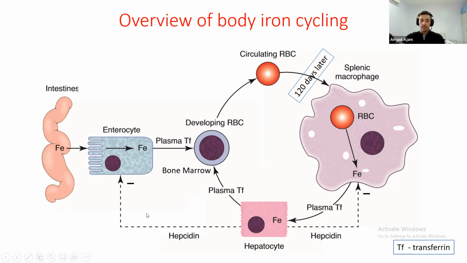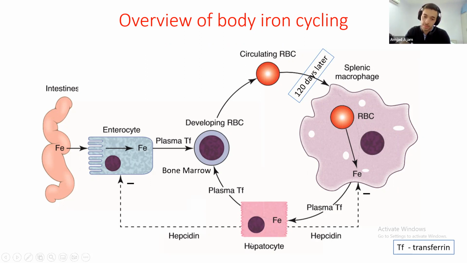Okay, for the regulation of iron, there is an important protein called hepcidin. Hepcidin is a regulatory protein formed by the liver, by the hepatocytes. They produce a protein called hepcidin. Now this hepcidin is important for the regulation of iron. Why? What is the role of hepcidin?